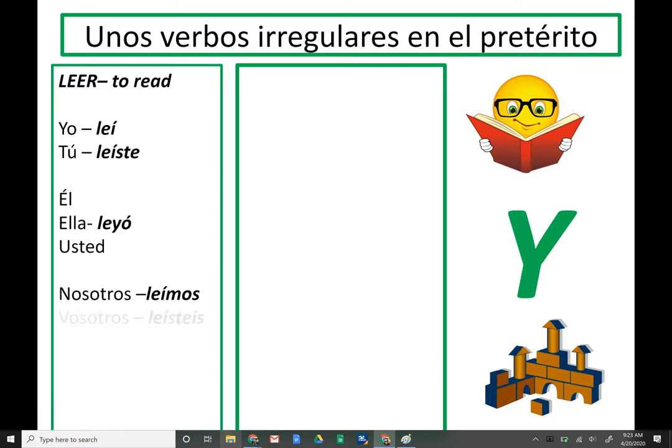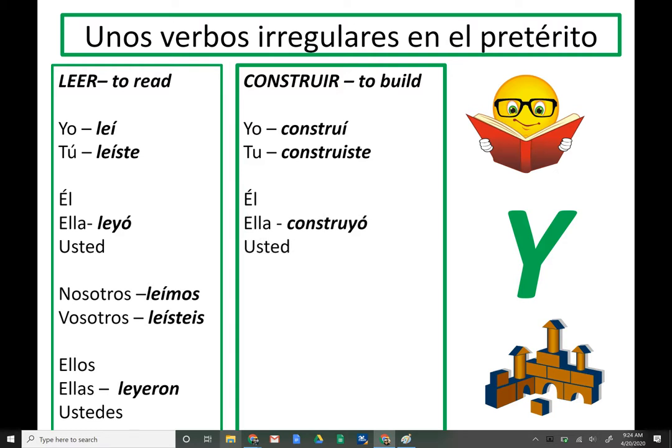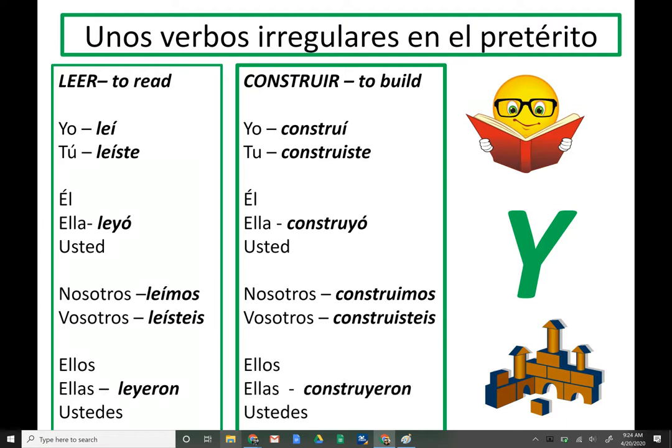So leímos, back to normal. Leísteis, again, iste, ió, imos, isteis, and then ieron. Again, it would have been L-E-I-E-R-O-N, but instead they swapped out the I for a Y. Not just true in this particular one. As you can see, construir is the other verb you guys know that acts this way. Construiste, construyó, but again, I to Y swap out. Construyó, construimos, construisteis, and then construyeron.